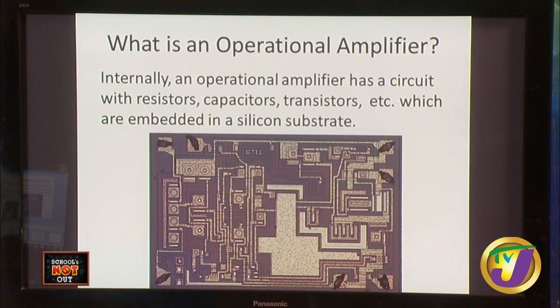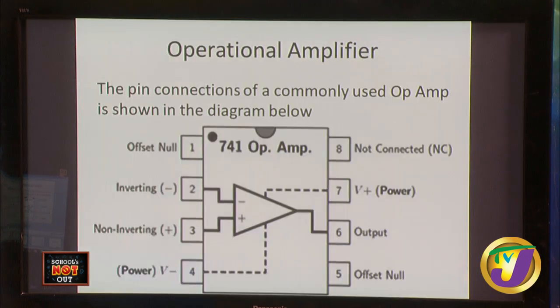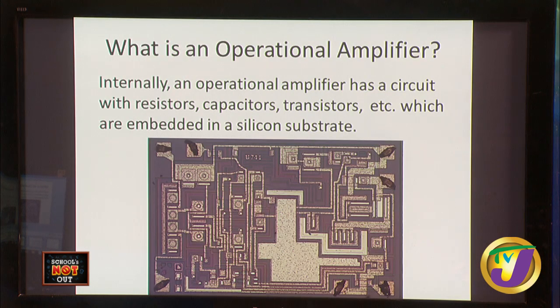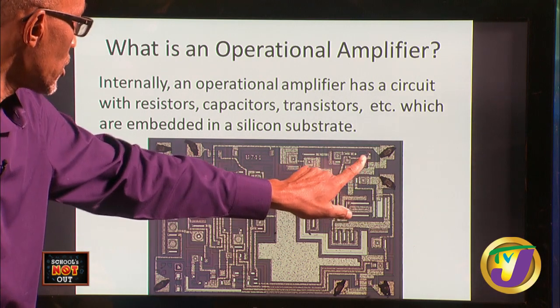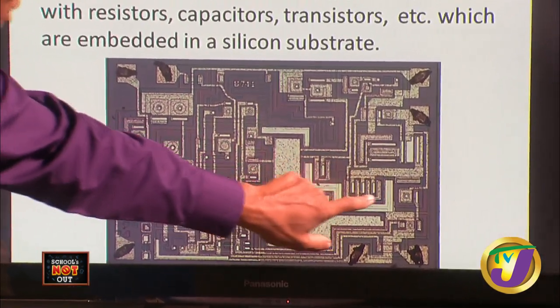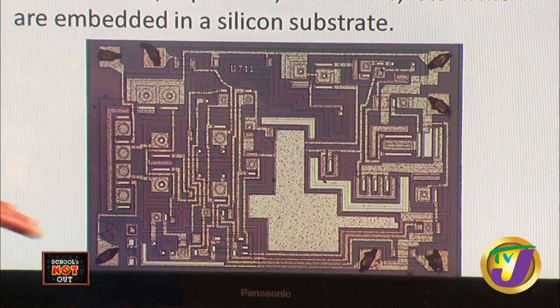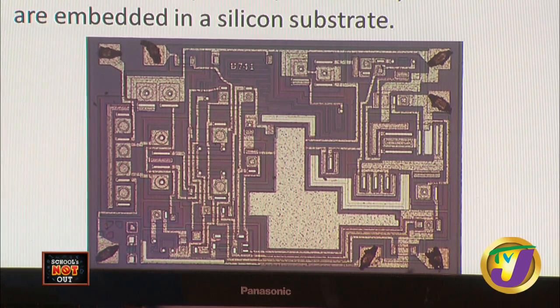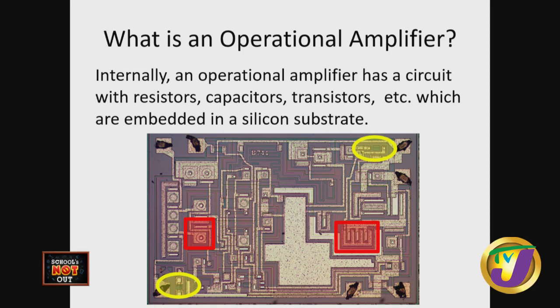On this device, we can identify, here are resistors. Here and here are two resistors. And this device here is a transistor. These are transistors here. But because they are embedded in this silicon substrate, they look different than they would look as a physical device. So here we have those.